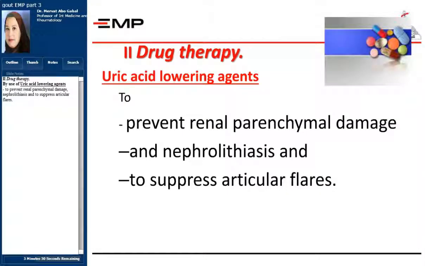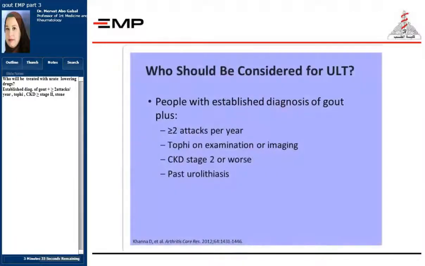The second step in treatment of gout is drug therapy, by use of urate-lowering agents to prevent renal parenchymal damage, to prevent nephrolithiasis, and to suppress articular flare. But who will be treated with urate-lowering drugs?